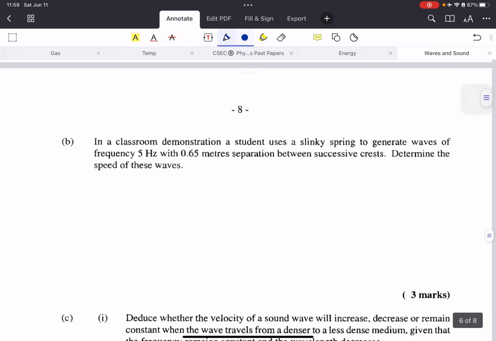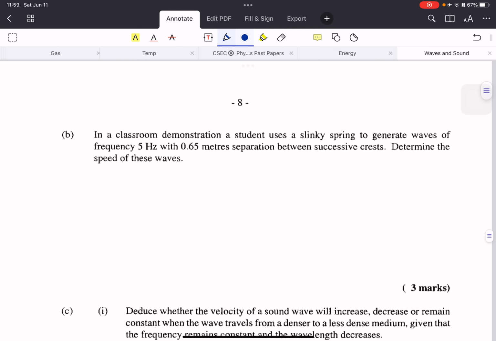Okay, in a classroom demonstration, a student uses a slinky spring to generate waves of frequency 5 Hz with 0.65 meters separation between successive crests. What this means, this is the definition of the wavelength of the wave, right? Determine the speed of these waves. So you know your formula, V is equal to frequency multiplied by wavelength, right? So we have the frequency and we have the wavelength, right? So determine the speed, very simple. It's going to be 5 multiplied by 0.65.